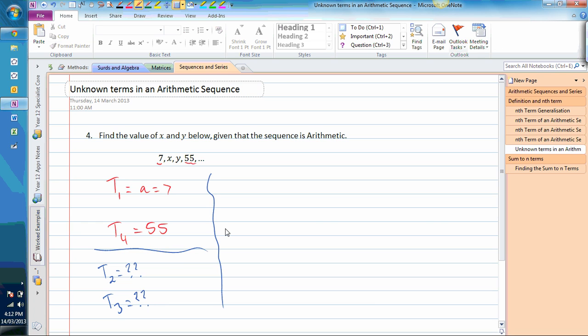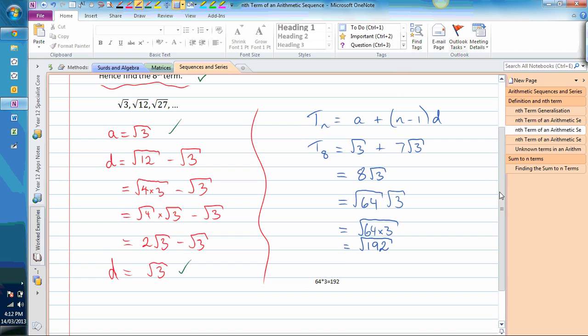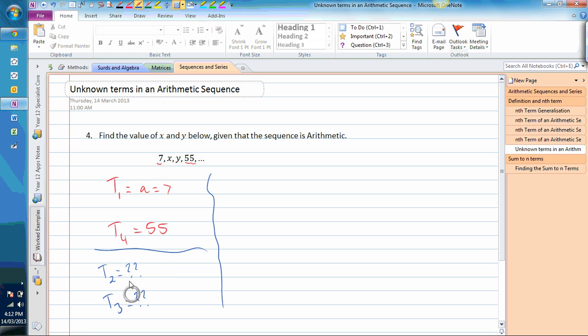What we're going to do is, instead of, like in the previous problems, where we would just take any two subsequent terms and subtract one from the other to find the common difference, in this problem we can't actually do that, because I don't have two subsequent terms that I know. I do have a couple of terms though. I've got the fourth term and I've got the first term.